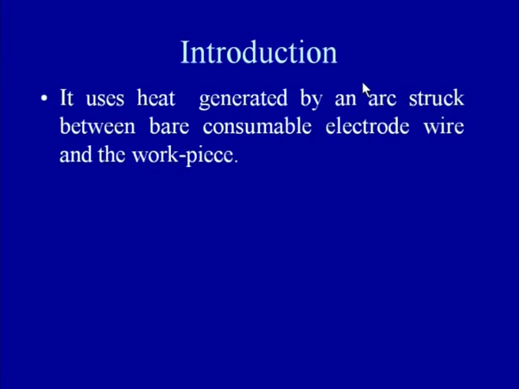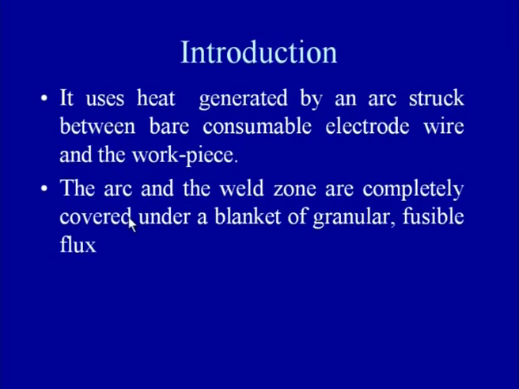Now, we will see some important features of the submerged arc welding process and the principle associated with the SAW process. We know that the submerged arc welding process uses the heat generated by the arc between the bare electrode and the workpiece. So, basically this process uses one bare consumable electrode wire and the workpiece. The arc is struck between the electrode wire and the workpiece, and this heat generated is used for melting the faying surfaces of the base material. The arc and the weld zone are completely covered in this case under the blanket of the granular flux and the fusible flux.